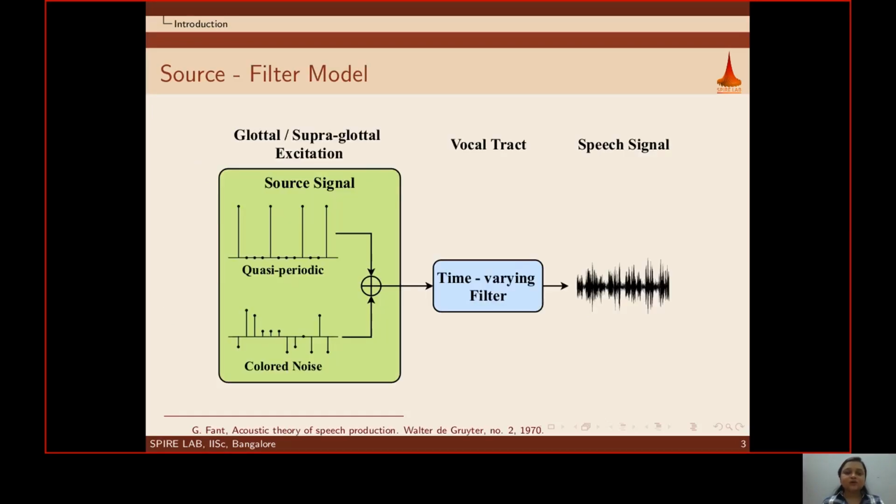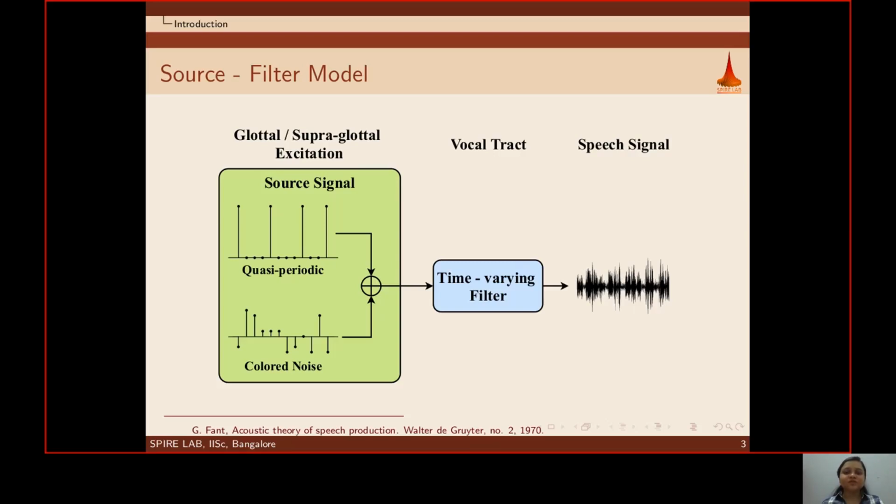According to the source filter model, speech is produced by passing a source signal through a filter. The glottal or supraglottal excitation acts as the source. For voiced sounds, the source is mainly quasi-periodic with some noise components which are responsible for the naturalness of speech. In case of unvoiced sounds, the source is completely a colored noise. The source signal passes through the vocal tract which acts as a time-varying filter. As a result, the spectral characteristics of the source get modulated and speech is formed.